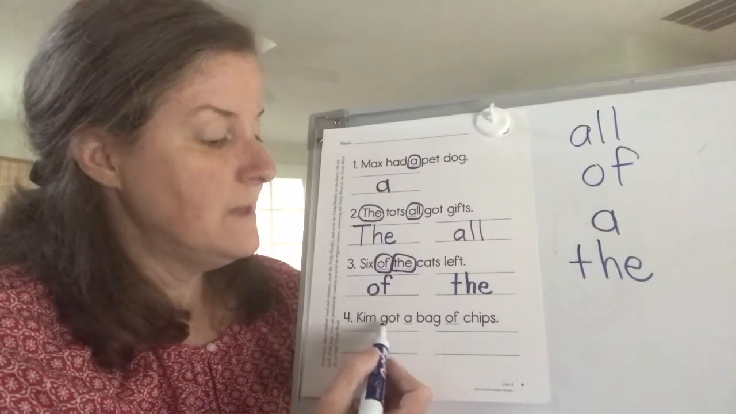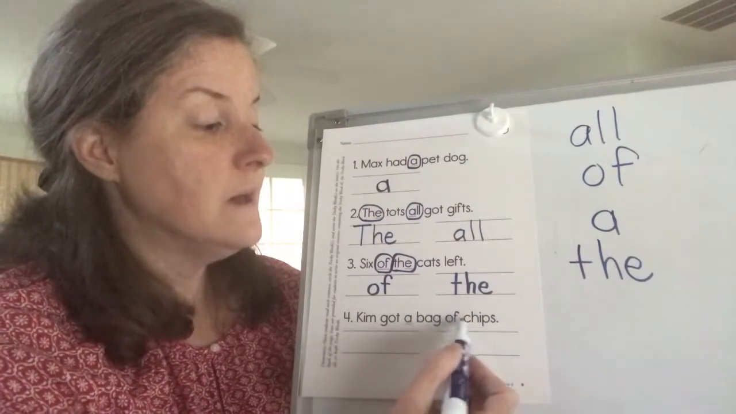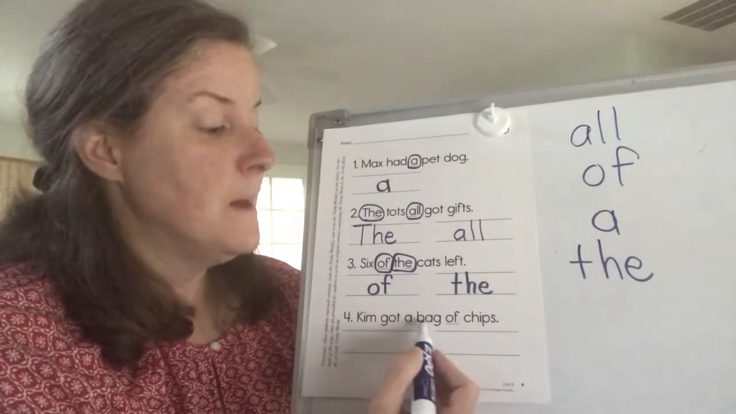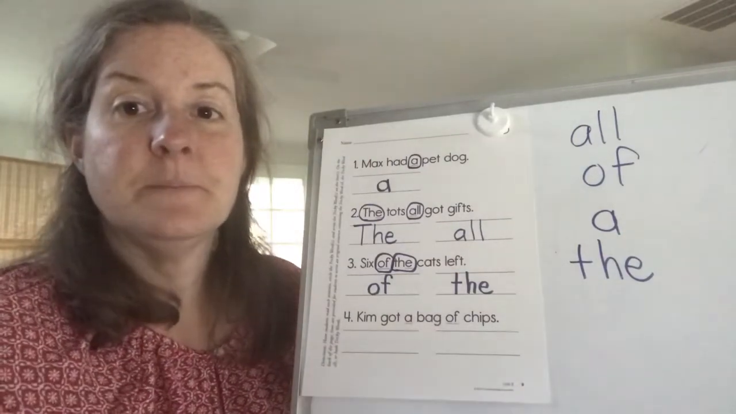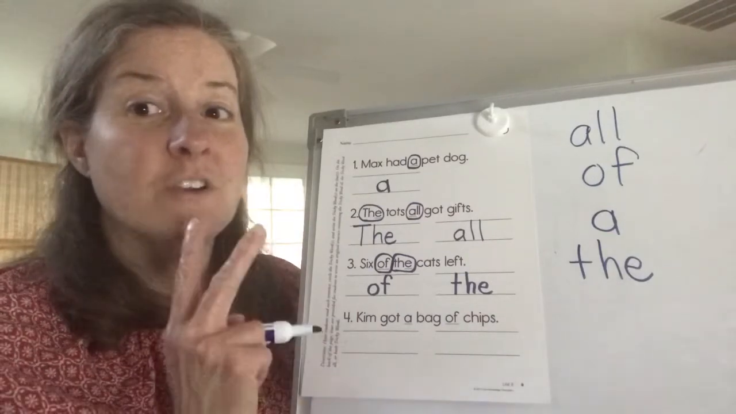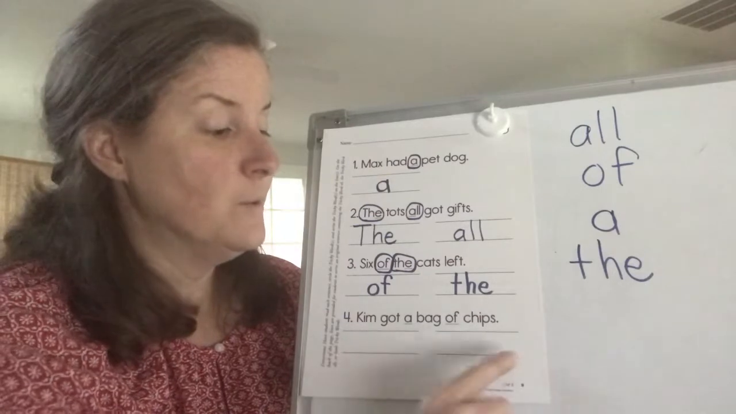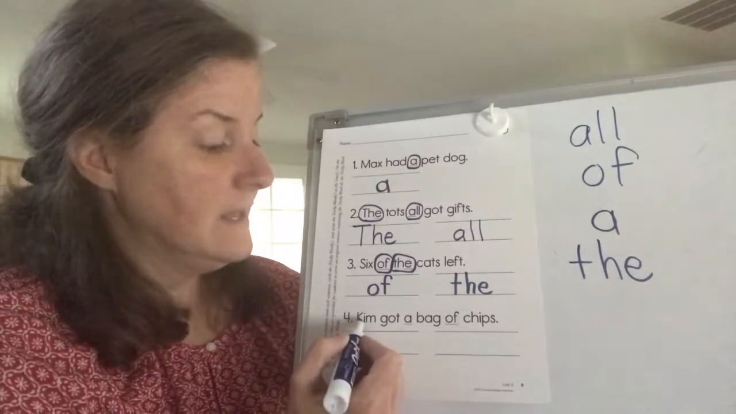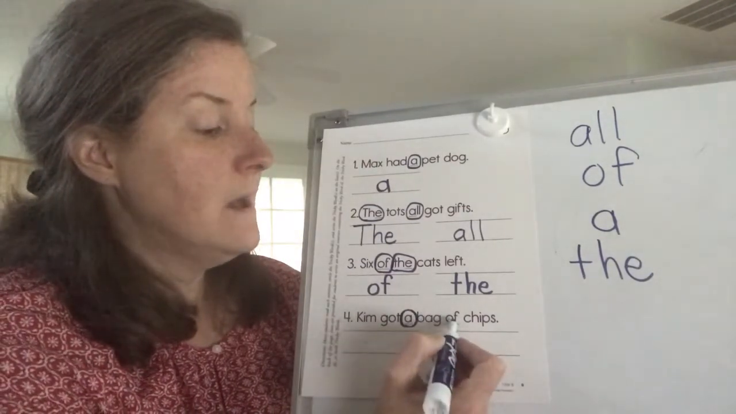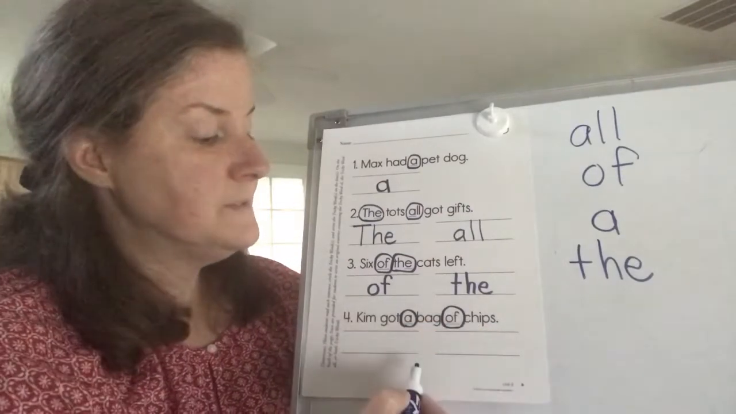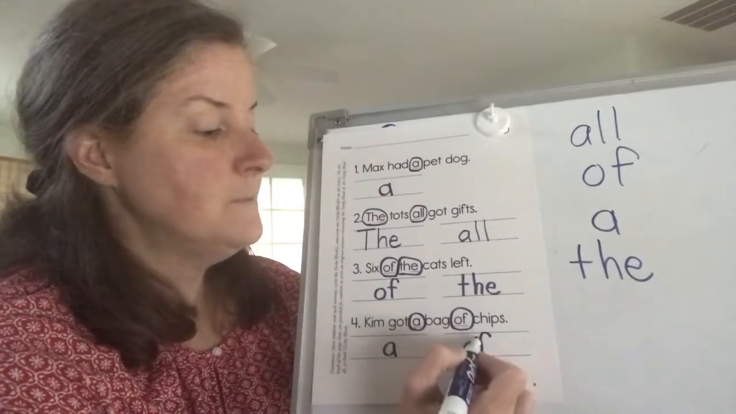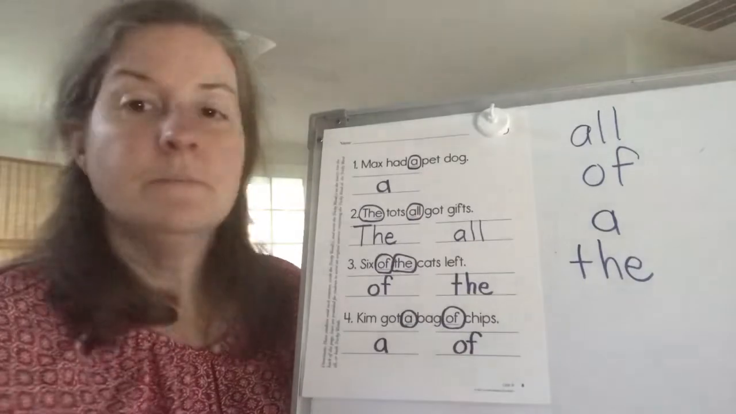And the last one, let's read the sentence together. It says, Kim got a bag of chips. I'll read it again. Kim got a bag of chips. How many tricky words are there in that sentence? There are 2 of them because we have 2 lines here. We know we're looking for 2 words. So let's look again. Kim got a, there's my first tricky word, bag of chips. So I circled them. Now I'm going to write them on the line. There we go.